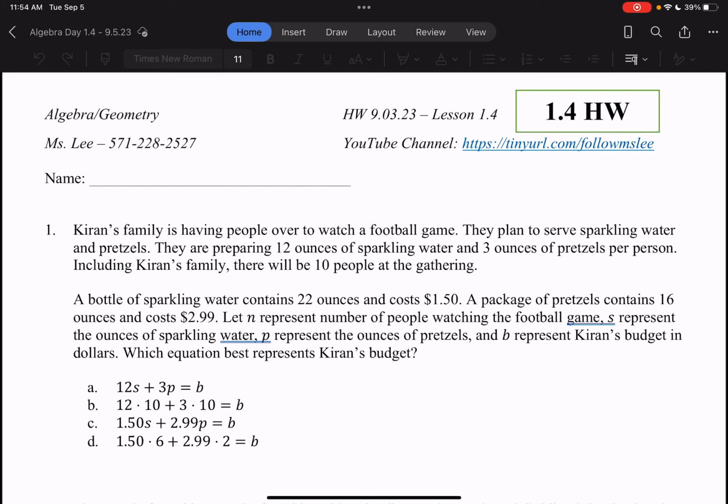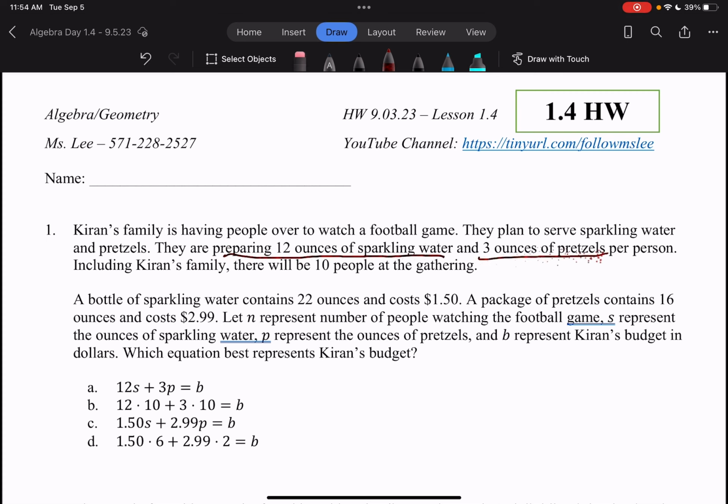She's having a football game. They want to serve sparkling water and pretzels. That's an interesting spread for a football game. They're preparing 12 ounces of sparkling water and 3 ounces of pretzels per person. All right, so that's how much each person is allowed to eat at this party. Including Kieran's family, there will be 10 people at the gathering.